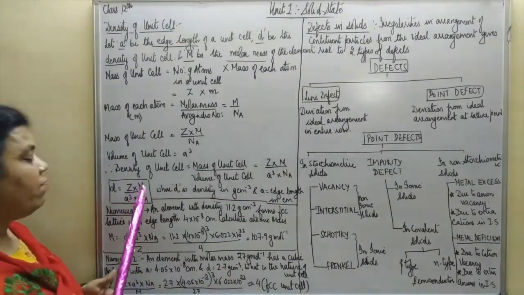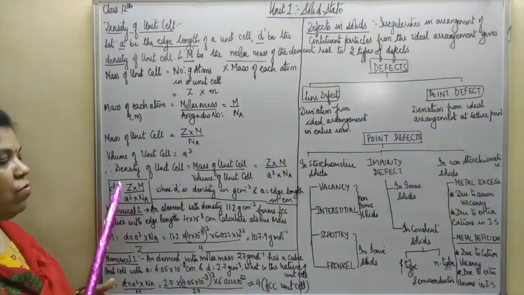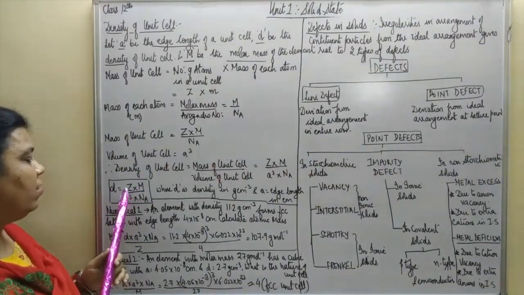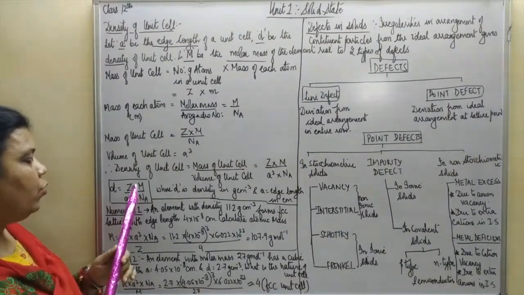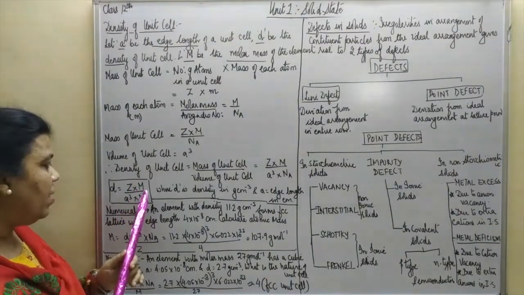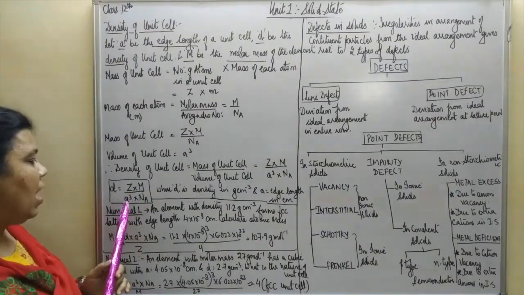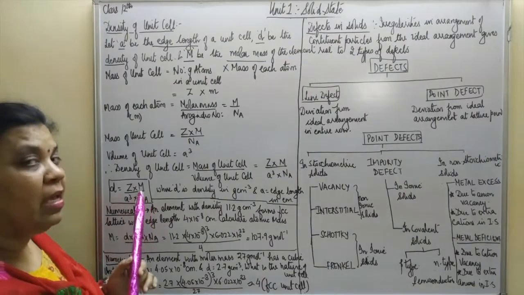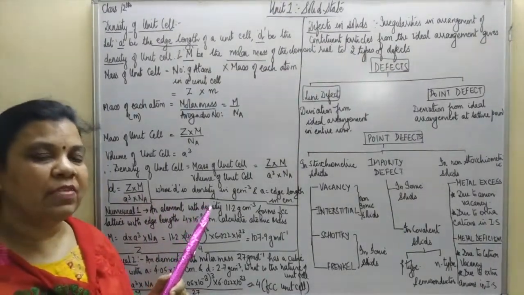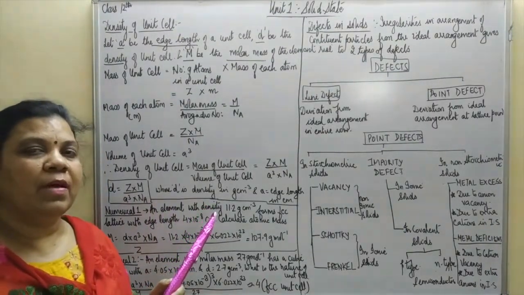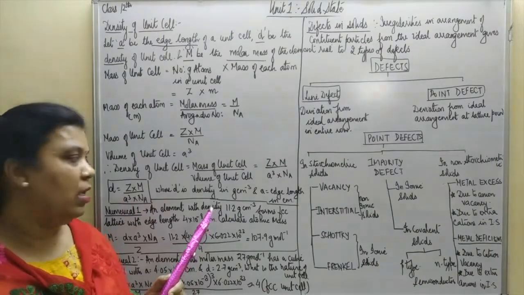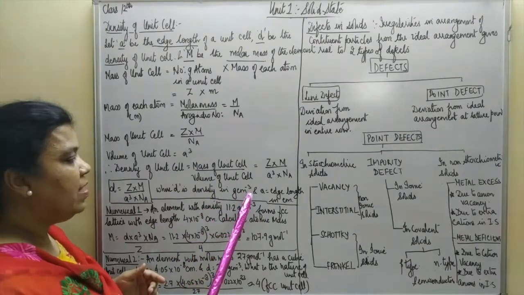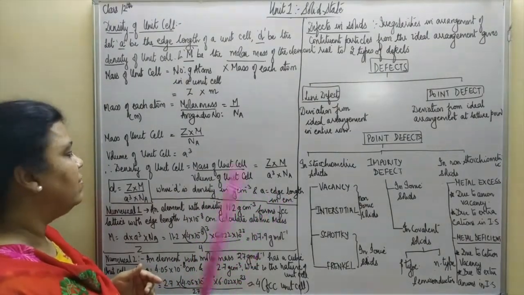So remember this is the final formula for calculation of density of the unit cell: D equals Z into M divided by a cube into Na, where Z is the rank of the unit cell, M is the molar mass or atomic mass of the element, a cube is the volume of the unit cell, where a is the edge length, and Na is the Avogadro number having a fixed value of 6.022 into 10 to the power 23 mole inverse, where D is the density in grams per cubic centimeter and a is the edge length in centimeter.